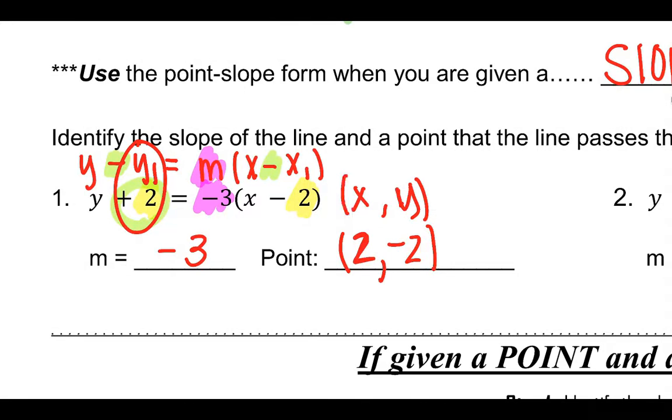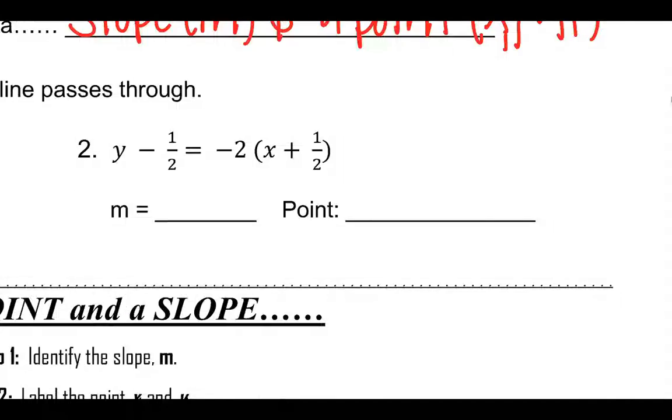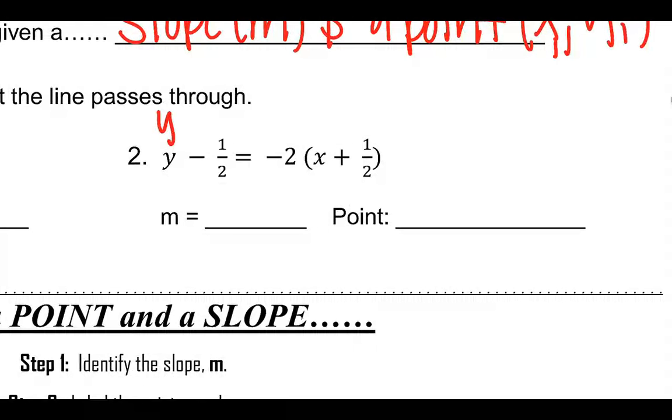Let's look at number 2 next. Again, I have my formula y minus y1 equals m times x minus x1. My slope is always, always, always next to those parentheses. So this one I can just look at and see my slope is negative 2. Then I look at these points over here.